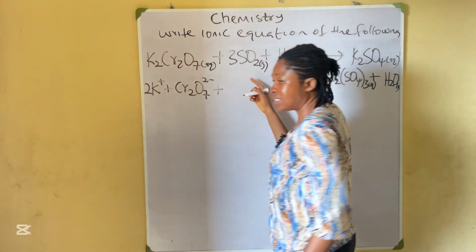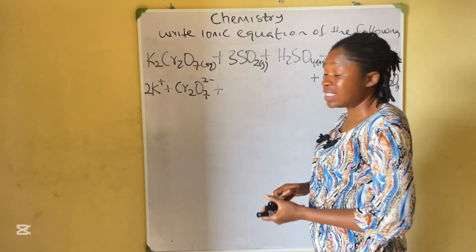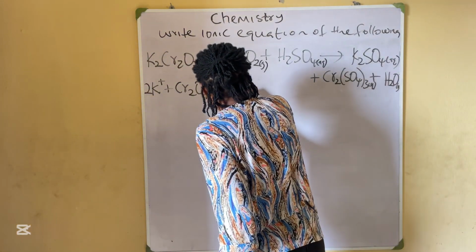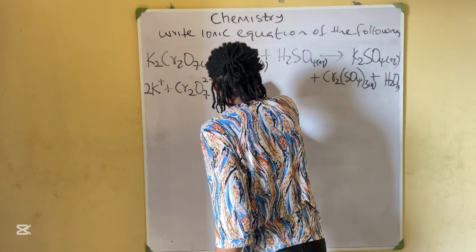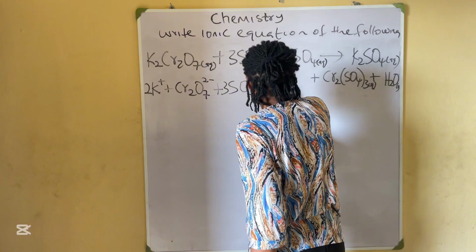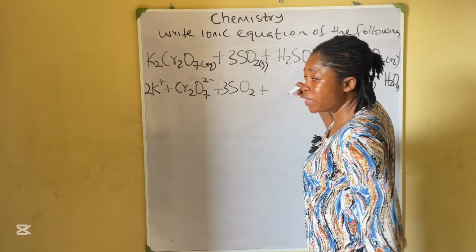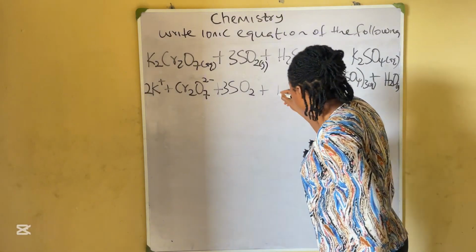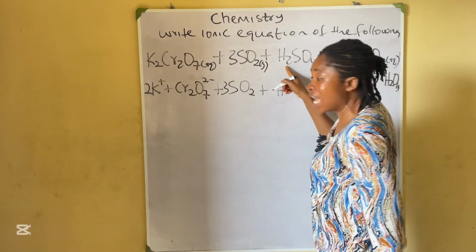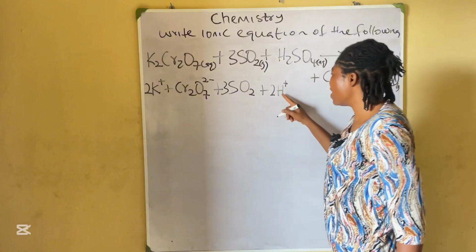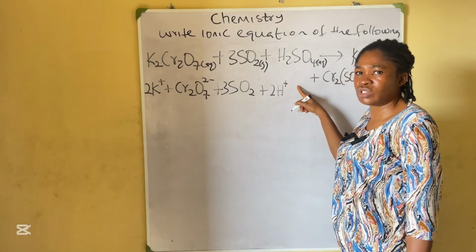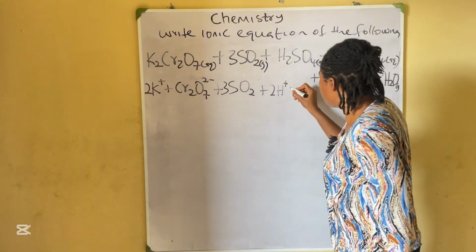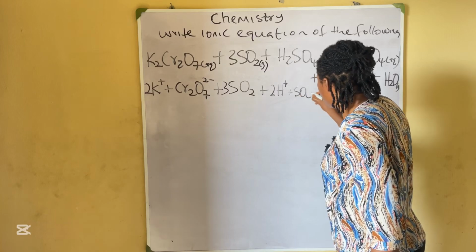Remember, this is a gas. We will not break it up. We leave it like that as a molecule. I have 3 moles of it. This acid, we're going to break it up into ions. Hydrogen ion is H+. But I have 2 atoms here, so put the 2 outside. Never put H2 plus, no, it's wrong. Then SO4, SO4 2 minus.